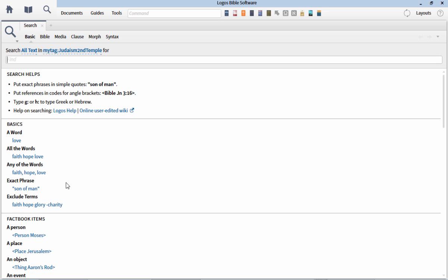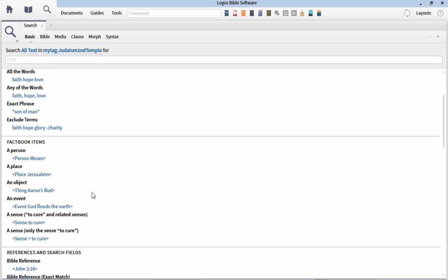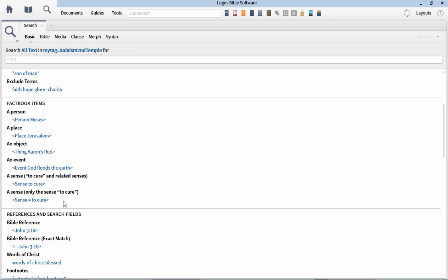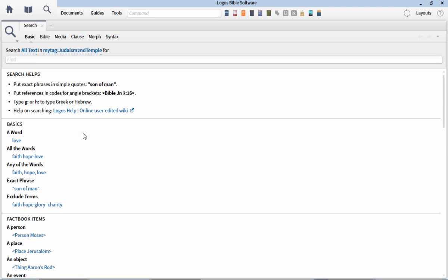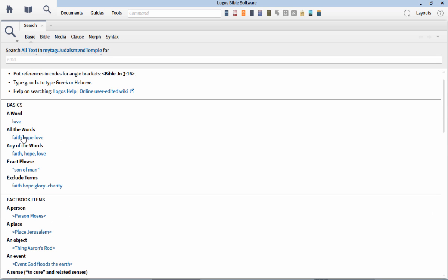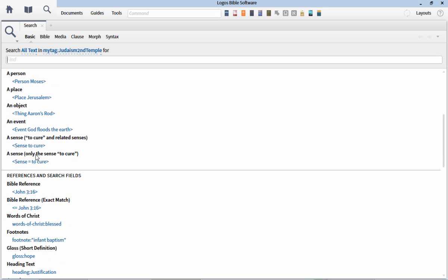Now, what we want to search for is a Bible text. If you scroll down, you will see that there is a lot of help for you here, how you can search for things. If you want to search for a word, just type the word. If you want to search for all the words, you just write the words. And then all these words have to be included in the search result in order for it to show up. But if you are happy with any of the words, either faith or hope or love, you can just use commas between them. So this page will show you how to write the search, the syntax for the search.